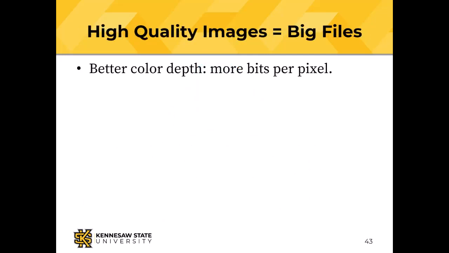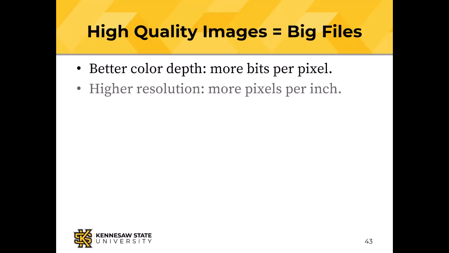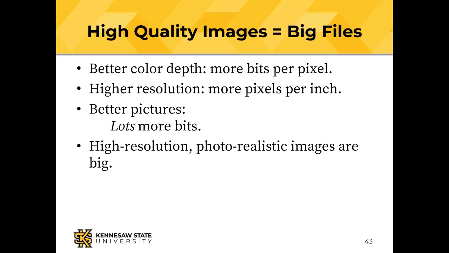Better color depth means more bits per pixel. Higher resolution means more pixels per inch. So more pixels and more bits in each one. Better pictures mean lots of bits. High-resolution photorealistic images are big.